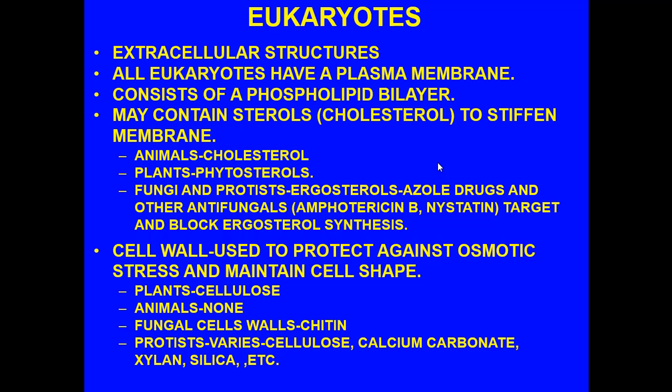Also, cell walls. These are used to protect against osmotic stress and maintain cell shape. Now, plants have their cell wall made of cellulose. Animals have no cell wall at all. Fungal cell walls are made of chitin. Protists, their cell walls vary. They can be either cellulose or calcium carbonate or xylan or silica, etc.